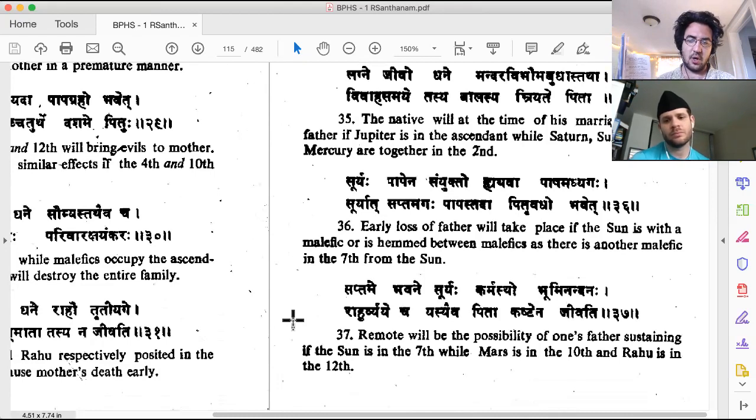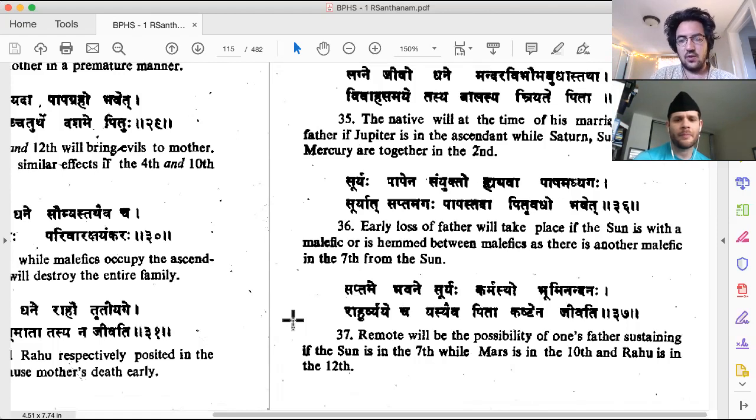I also thought it was fascinating how in 37, he writes that if the sun is in the 7th while Mars is in the 10th and Rahu is in the 12th, this may not cause the death of the father, but it may mean that the father is not present, leaves the family. It's not really too clear. He might be talking about death, but I would need to know the Sanskrit to be sure, because it just says remote possibility of one's father sustaining.